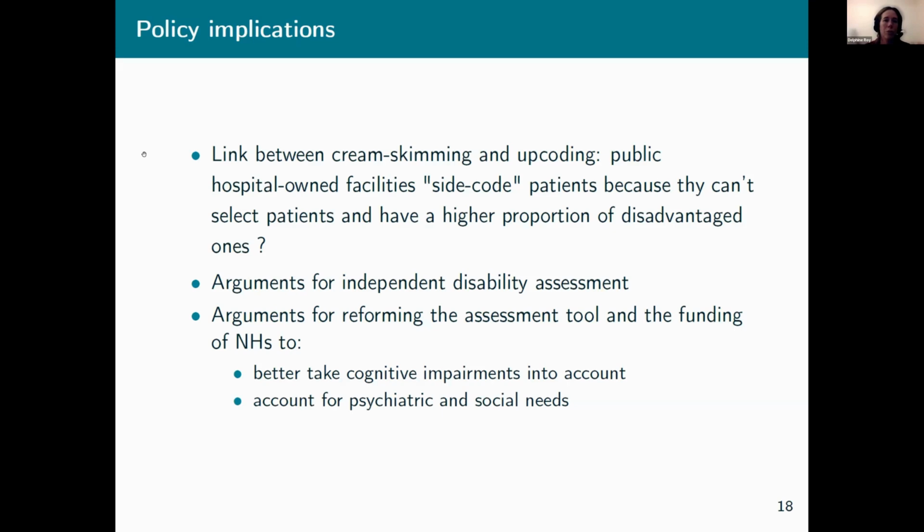And so I think all of this brings arguments in favor of independent disability assessment that would prevent such strategic coding, and also, from a more French perspective, reforming the assessment tool that we currently use and the funding of nursing homes so that cognitive impairments are better taken into account, and also psychiatric and social needs, so that facilities are less incentivized to side code or upcode patients for these reasons. Thank you.